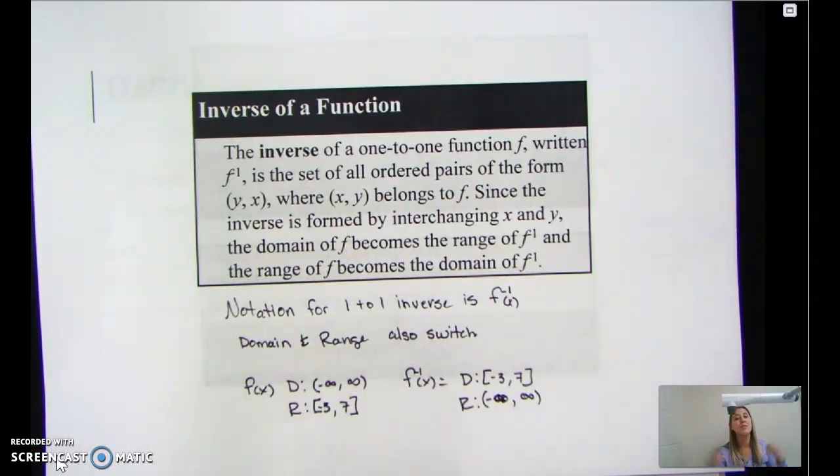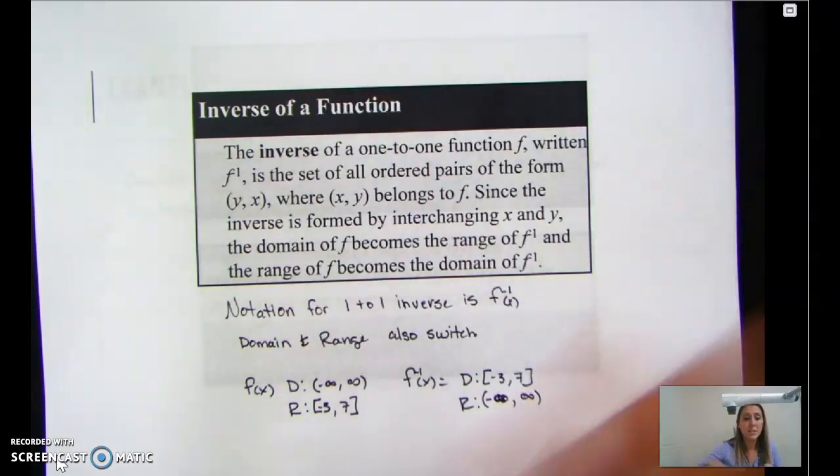So it makes sense. If you switch the x and the y, then you switch the domain and range, especially since domain relates to x and range relates to y. So make sure you get all of this in your notes and hit pause.